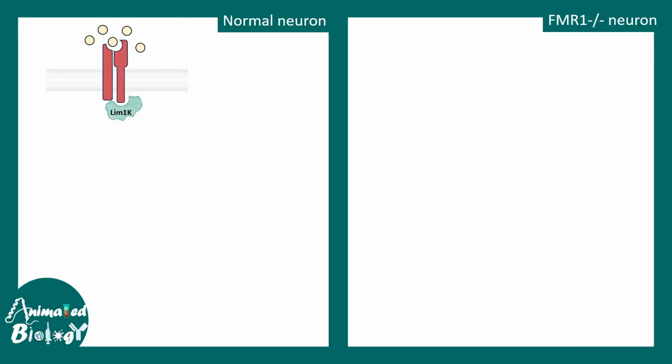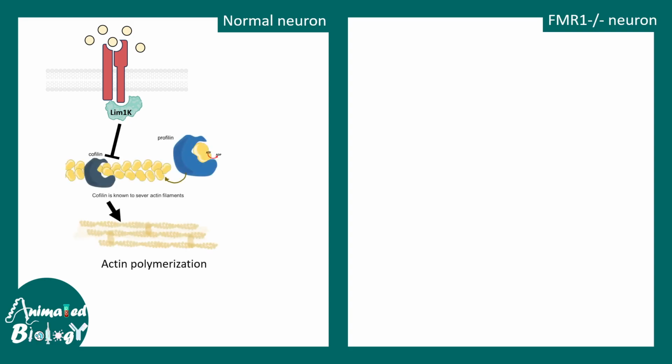Now let us delve into the molecular details. Generally there are specific receptors known as BMP receptors, shown here in red, in the dendritic postsynaptic membrane. There is LIM1 kinase, which inhibits the cofilin activity, and ultimately it leads to the polymerization of actin. So a balanced inhibition of LIM1 kinase on cofilin is important for a proper polymerization of the actin and dendritic formation.